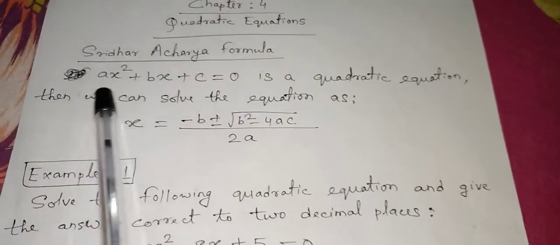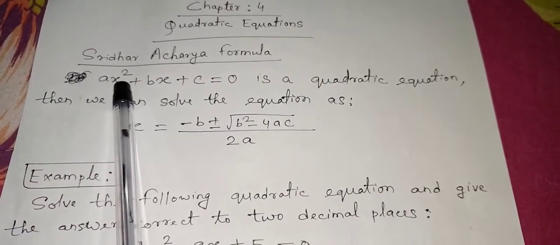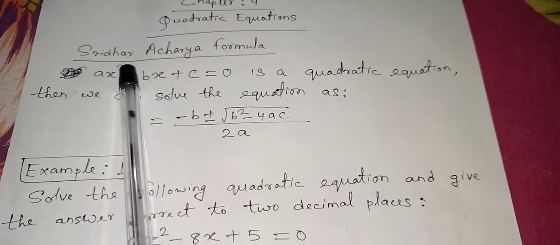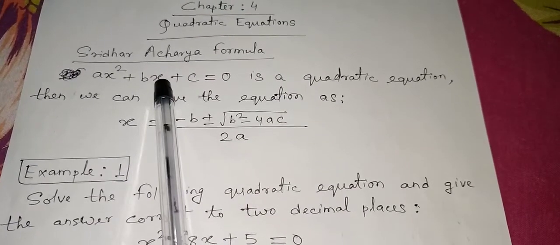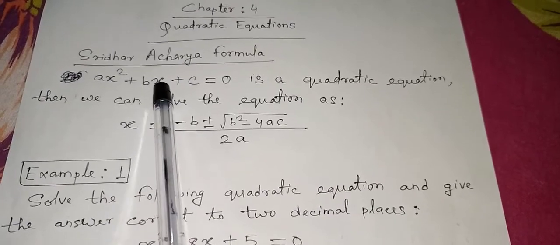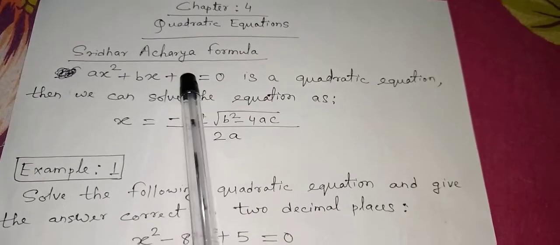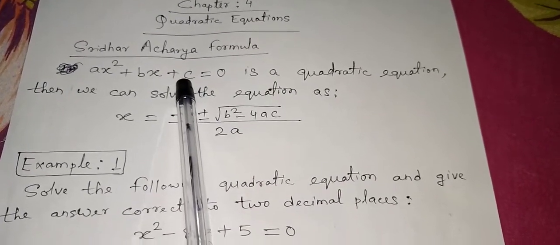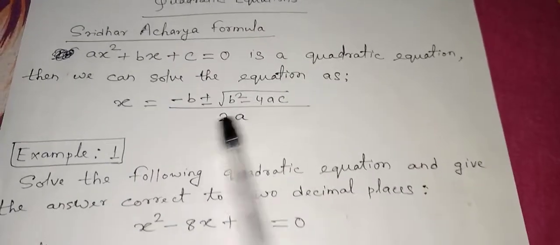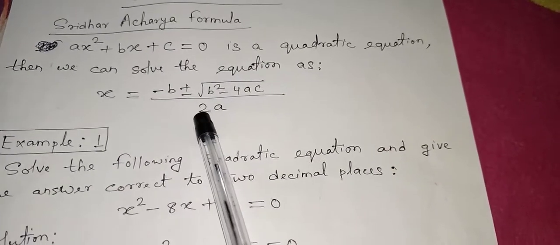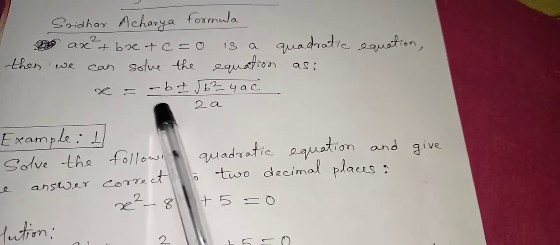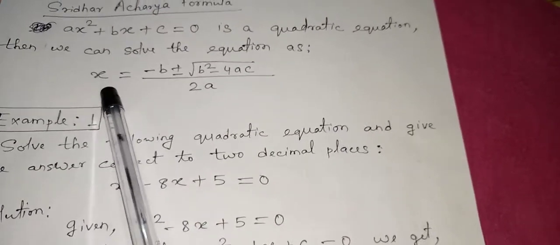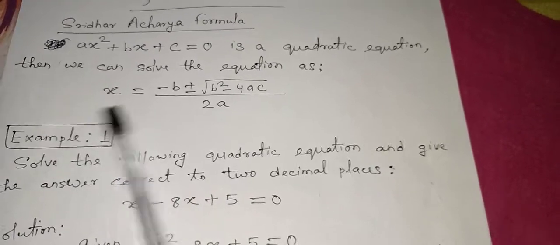Now you might be saying, what is this b, a, c and all? Then let me tell you, a number which is attached with x square variable, that number is called a. The number attached with x variable is b, and the constant term is c. So those values we have to put in these respective places, and then we have to simplify this formula, and finally whatever we get will be the value of x.